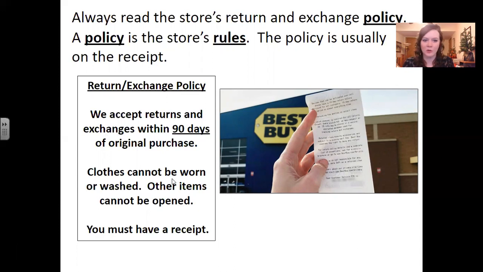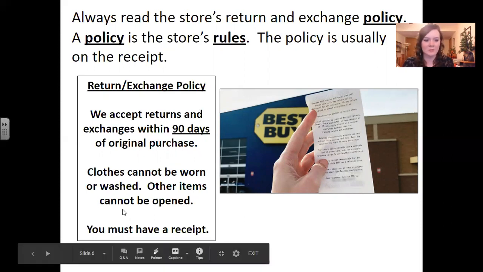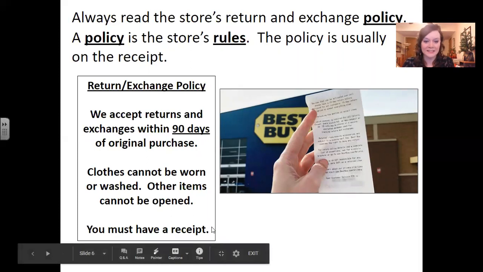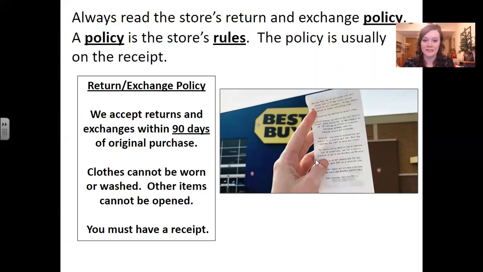Clothes cannot be worn or washed. So if you want to return your clothes or exchange your clothes, you cannot wear them first. You cannot wash them. They must be like new when you take them back. They need to have the tag still. Other items cannot be opened. So you cannot open something and then return it. And you must have a receipt. So this is an example of a return or exchange policy.